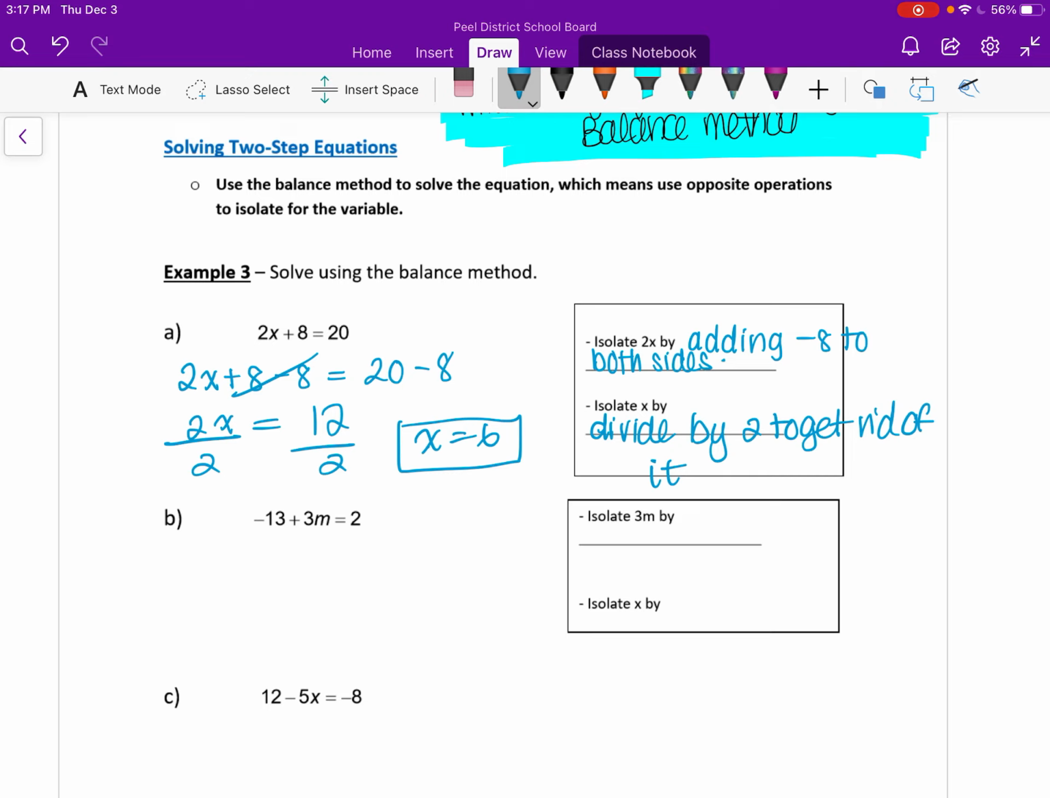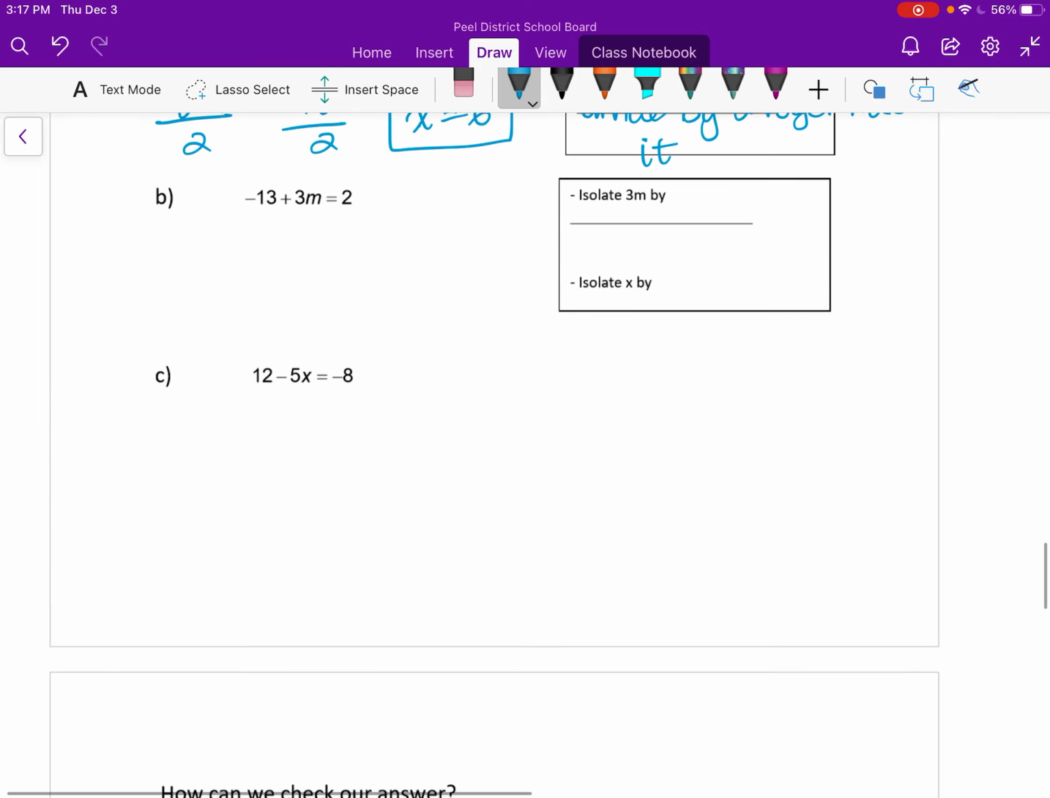Okay, so we're going to move on, right? And go on to doing more practice. So try these ones by yourself and then you can come back and watch the solutions.